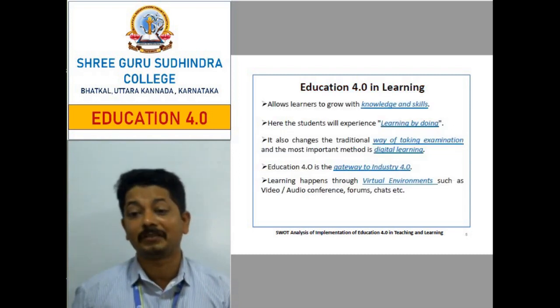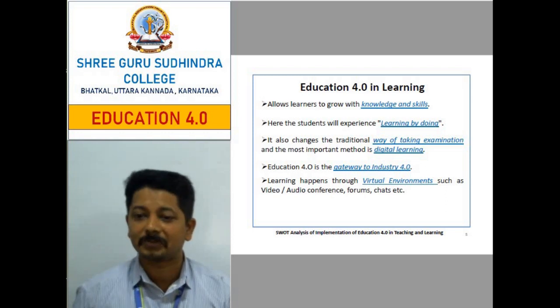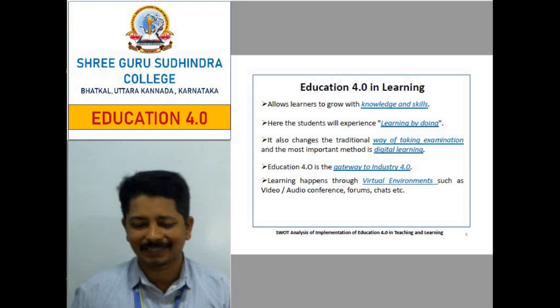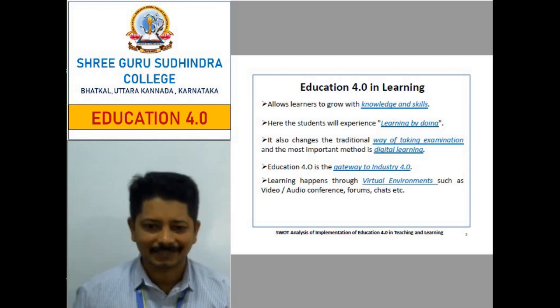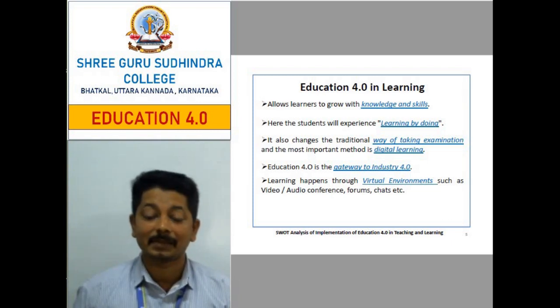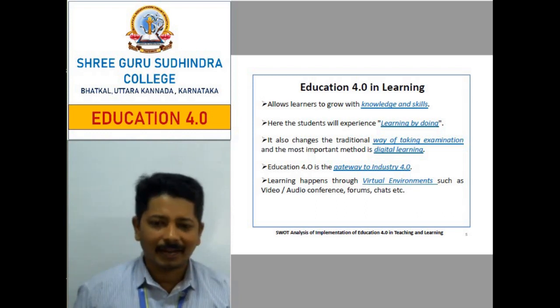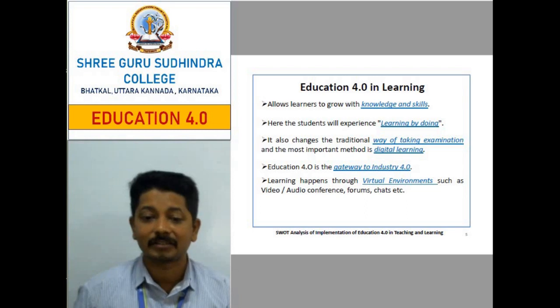Education 4.0 from the learner's point of view, that means the student's point of view, allows the learner to grow with knowledge and skills. That's what Gandhiji said: education means not just getting information or knowledge; it must impart great skills. Those skills help a lot to each and everybody in their life, and that is the great advantage, or the need, of education. Ultimately, the output of education is to imbibe great skills.